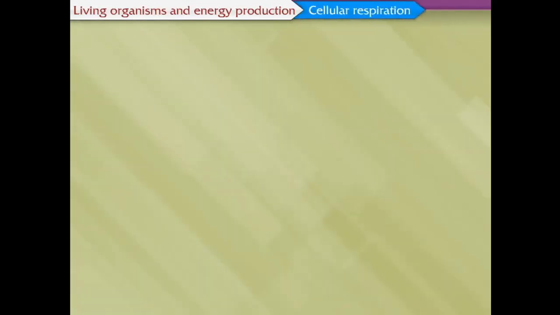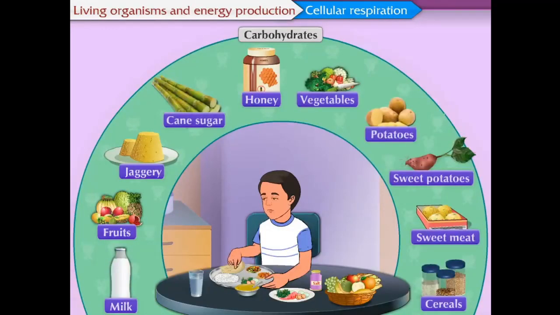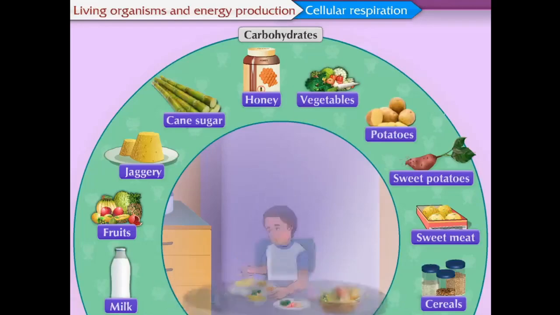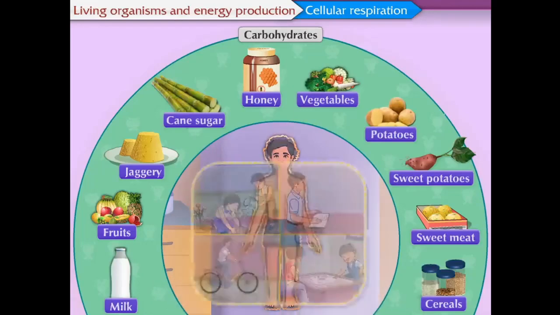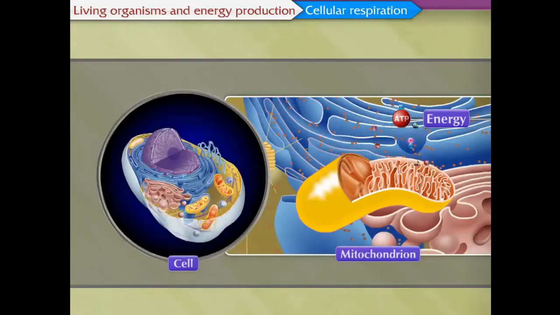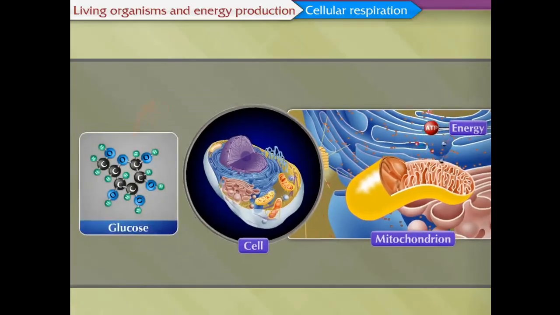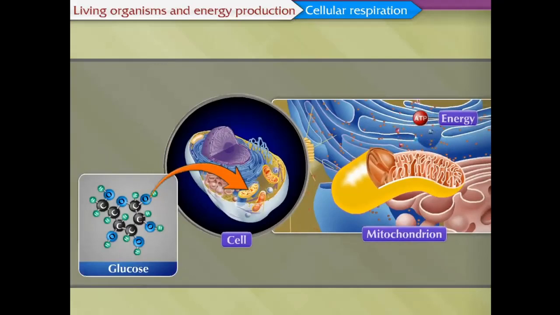Cellular respiration. Carbohydrates of the food that we consume every day are mainly utilized for the production of energy required for our daily need. This energy is obtained in the form of ATP. For this purpose, glucose, a type of carbohydrate, is oxidized step by step in the cells. This is called cellular respiration.